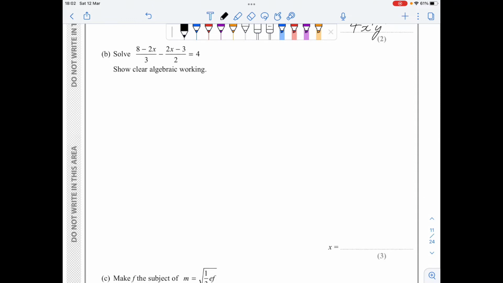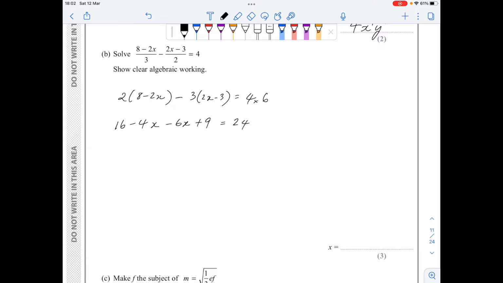For part B, I'll convert this to the same denominator, so I'm going to multiply the first one by 2, so 2 times 8 minus 2x, minus, I'm going to multiply the second one by 3, and then I'll multiply the other side by 6, so I get 16 minus 4x minus 6x, and then be careful, minus times minus is plus 9 equals 24.